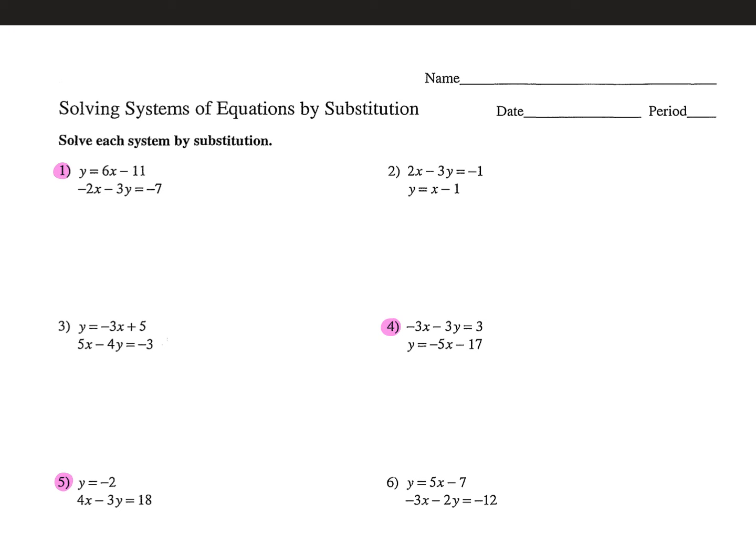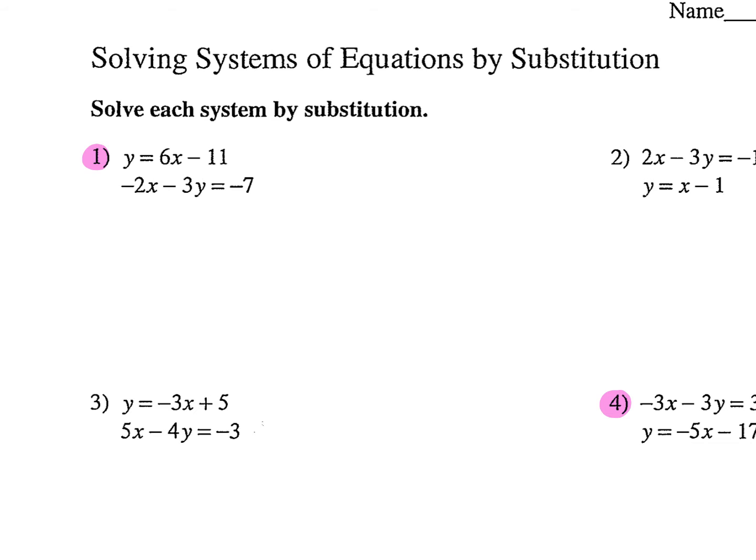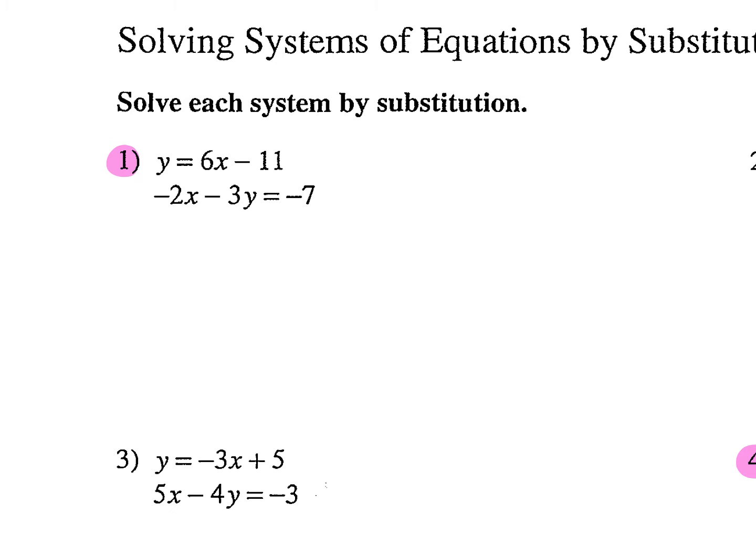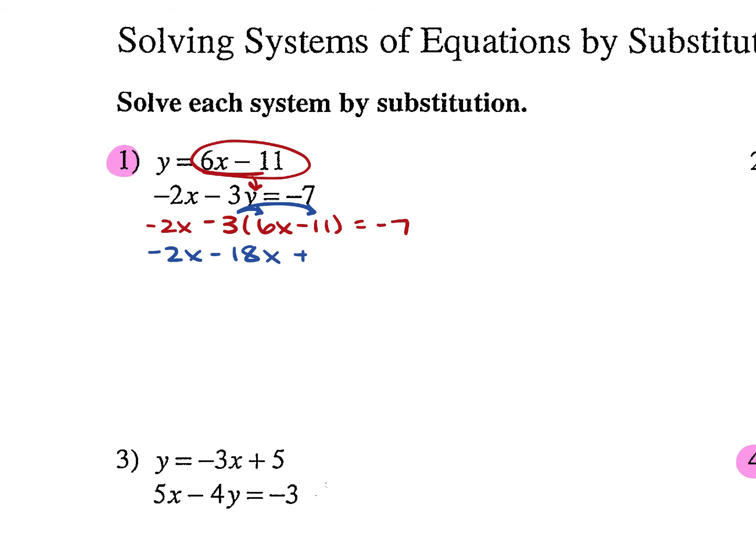From here, if we look at example 1, we have y is equal to 6x minus 11, and negative 2x minus 3y is equal to negative 7. For this one, you are going to take that 6x minus 11 and plug it in for y in the other equation. So we have negative 2x minus 3 times 6x minus 11 is equal to negative 7. We're going to distribute the negative 3. This gives us negative 2x minus 18x plus 33 is equal to negative 7.